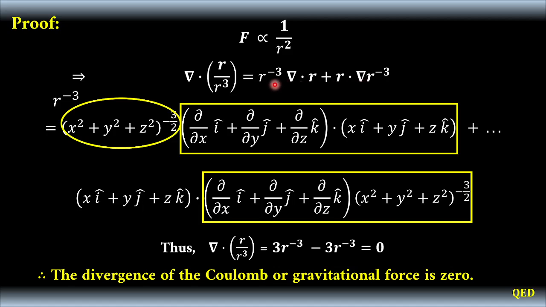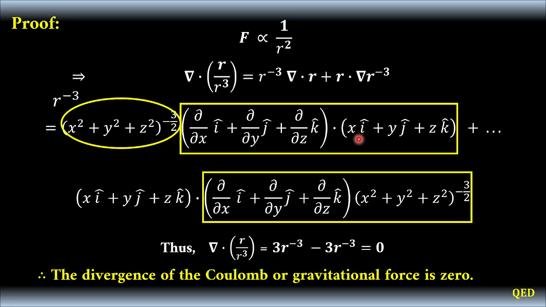And obviously, as we know, r to the negative 3 is given by this, if we expand it. So we have x squared plus y squared plus z squared to the negative 3 halves. And as we know, the del, or the gradient operator, is also given by this. Now we have partial with respect to x i hat, plus partial with respect to y j hat, plus partial with respect to z k hat. And this is dotted to the position vector. So we have the divergence of r. And as we know, the position vector is x i hat plus y j hat plus z k hat.